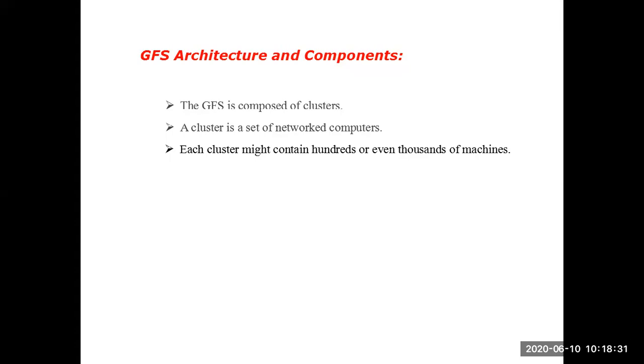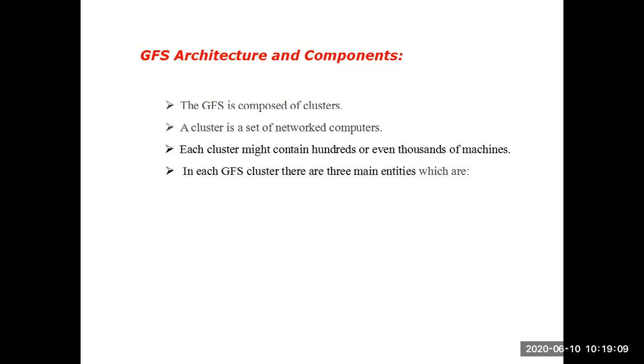Like this, the Google file system will contain a number of clusters. Clear. The Google file system is a combination of clusters, and each cluster is a combination of some number of networked computers. A cluster may contain hundreds to thousands of machines, depending on the size of the cluster, connected to one another.